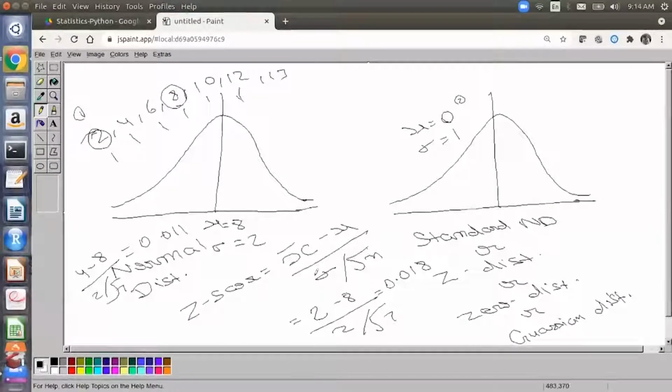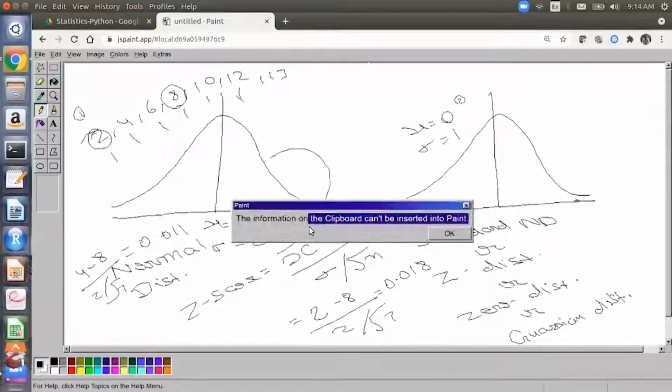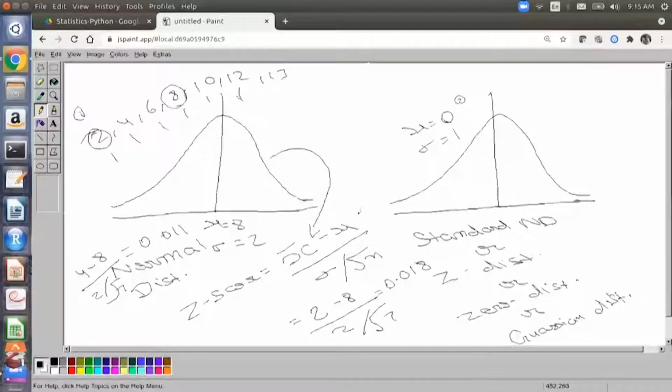Okay, so that is how a normal distribution can be converted into the standard normal distribution by using the z-score formula. Okay, now this is one thing. Till here, is anybody having any question? Please ask. Then I'll tell you the next part.